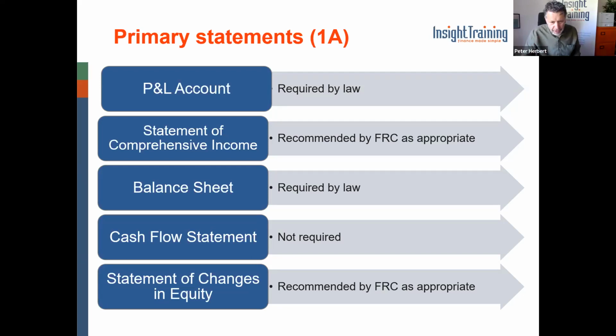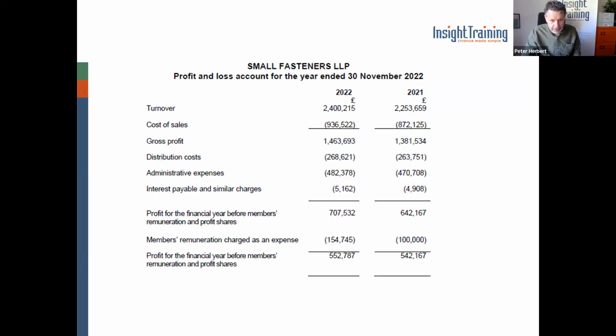So that's our overview. Let's then have a little look at the primary statements as they would appear in a real set of small LLP accounts. So here's my example, small fasteners LLP. There's my profit and loss account. Now that obviously is very much along the same lines as any other profit and loss account that you would see for a small company.